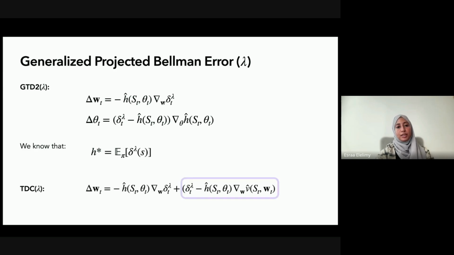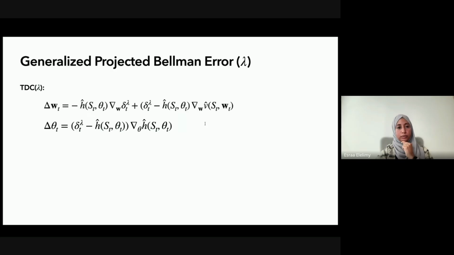By that, I mean I took the same thing I had here and added this additional term. Since H is trying to approximate this component, once we reach this optimal H star, this thing will be 0. This term is trying to make H hat as close to delta lambda as possible. So it biases the update so that we converge faster, and we don't do anything with the theta. So that's the second algorithm.